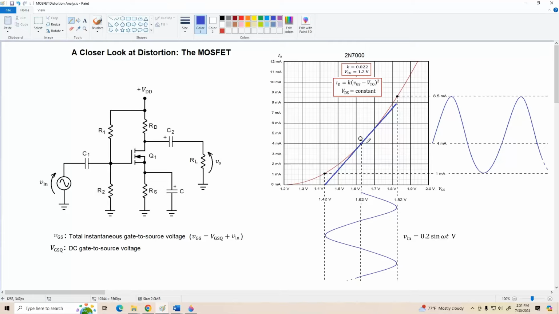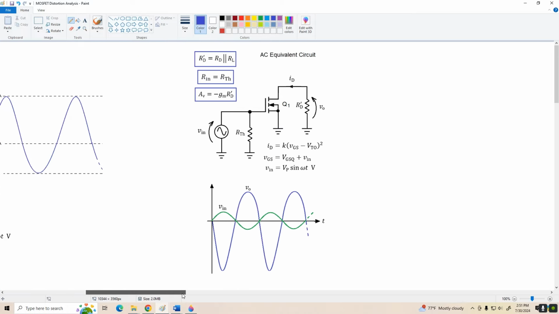Now, what I want to do next is derive an equation that accurately describes this output waveform. Well, not exactly this waveform, that's the drain current waveform. We're after Vout, but remember Vout equals negative ID times R'D. So the output waveform is just going to be an inverted and scaled version of this one. All right, if we go on over to the next page, you'll see what I mean.